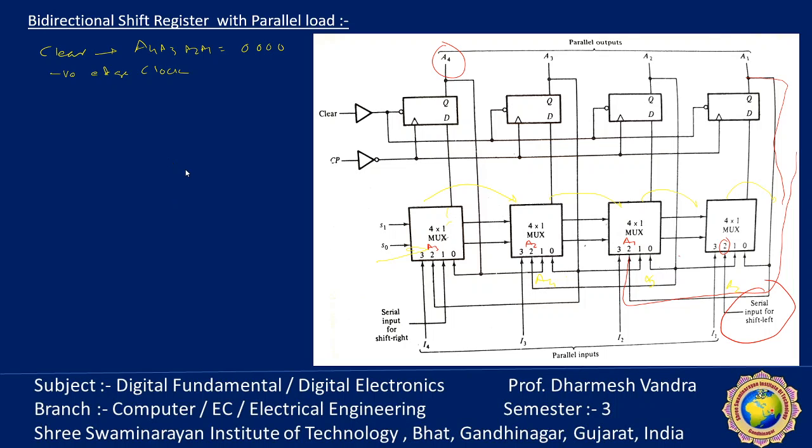And the third one possible is the parallel in. For parallel in, let me take blue color. So this is the parallel in: the third bit is I4, this is I3, the MSB, this will be I2 and I1.